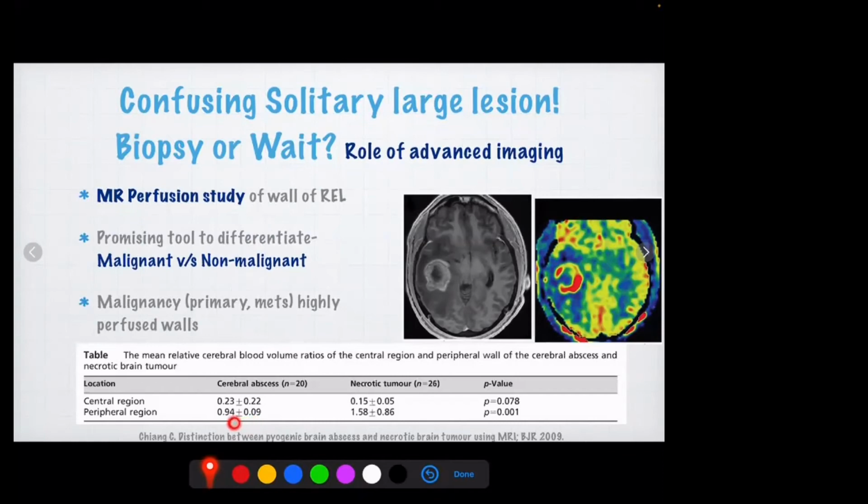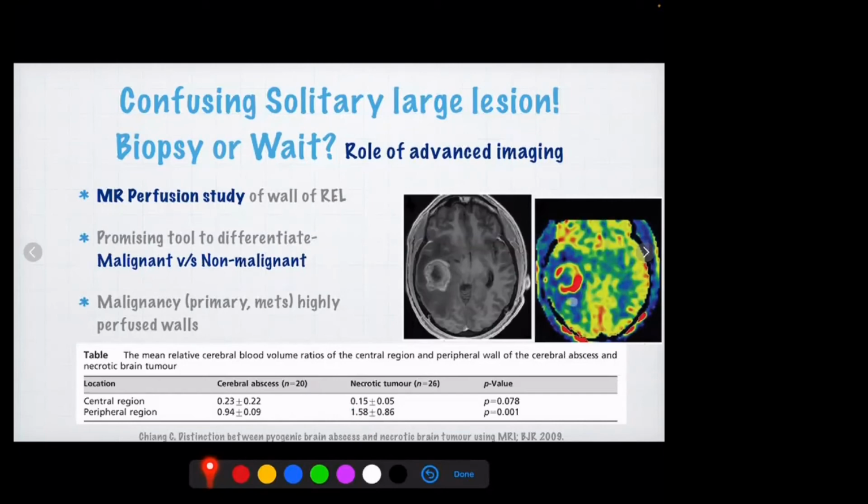In case of an infection, the blood flow is in the tune of 0.9 ml per 100 grams of tissue, compared to commonly more than 2 ml per 100 grams of tissue in case of a malignancy. This study was done on 46 patients, and they only took single large lesions that were biopsy proven, and retrospectively tried to differentiate them in patients in whom a perfusion study was done.